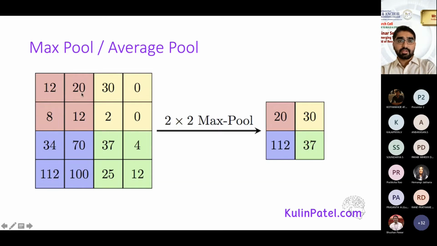These numbers are 12, 20, 12, and 8. What is the maximum number of these? It's 20, so we use the 20 here. 30, 0, 0, 2: maximum is 30. If we use the average of these 4 pixels, it becomes the average pool.